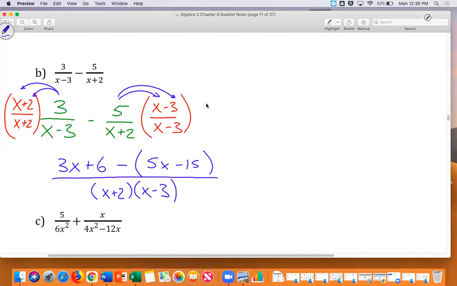The reason why I left this without foiling it is that if I were to foil it, then on the next step, if I need to cancel, I have to undo that work, right? So I'm going to leave it here. Once I simplify the numerator, 3x minus 5x is -2x. 6 minus -15 is 21. If I were able to cancel anything, it'd be easier to cancel it.